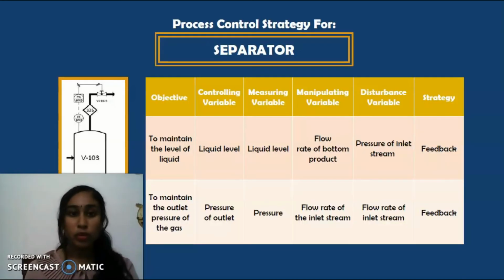Moving on to the process control strategy for the separator. The level controller is to maintain the level of the liquid, and the controlling variable is the liquid level. The MV is the flow rate of the bottom product, whereas the disturbance variable is the pressure of the inlet stream. The strategy for both is feedback. And the objective of the pressure controller is to maintain the outlet pressure of the gas, and the controlling variable will be the pressure of the outlet. The MV is the flow rate of the inlet stream, and the DV is the flow rate of the inlet stream.